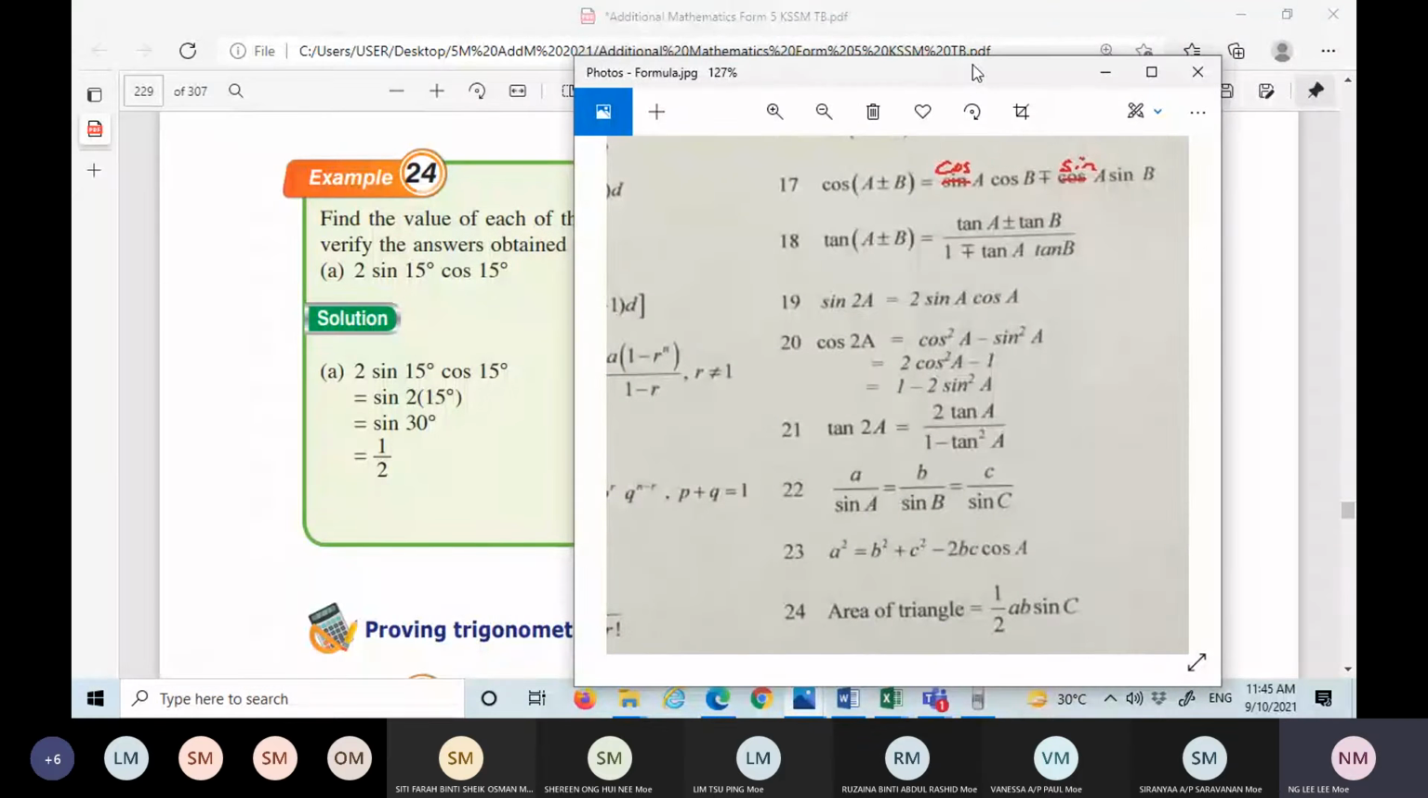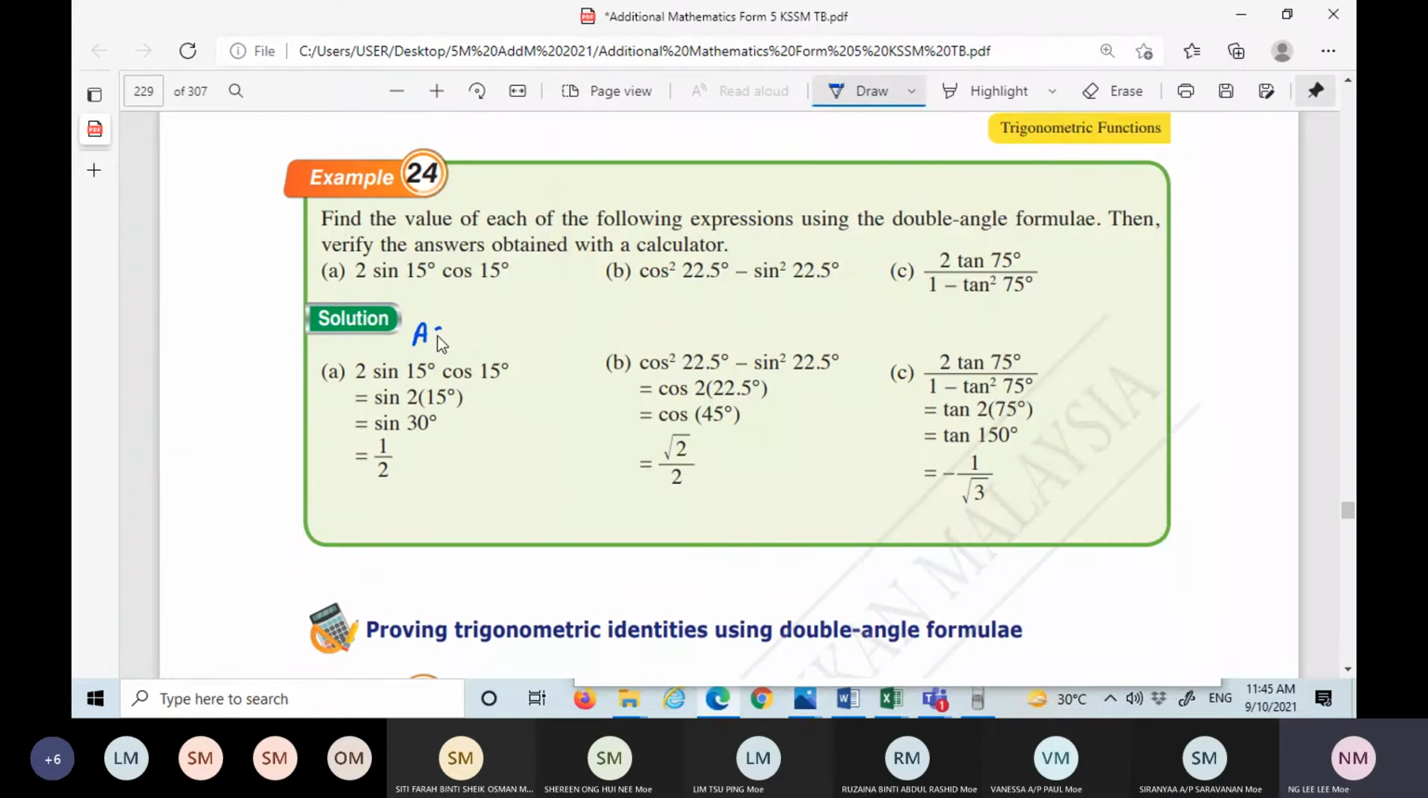Sine 2A equals 2 sine A cos A. You make the 15 here be the A. So it's 2 sine A cos A, you see? So it's equal to sine 2A. Therefore, it's equal to sine 2 times 15. For this case, you make A the 15. So 2 times 15 is 30. So sine 30 is 1 over 2. This one is a special angle.